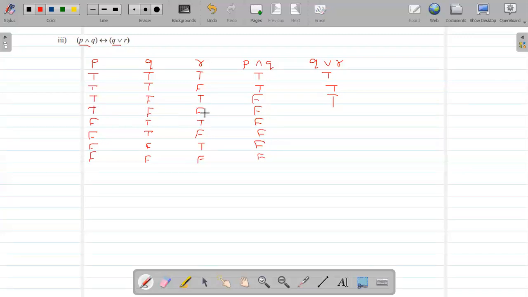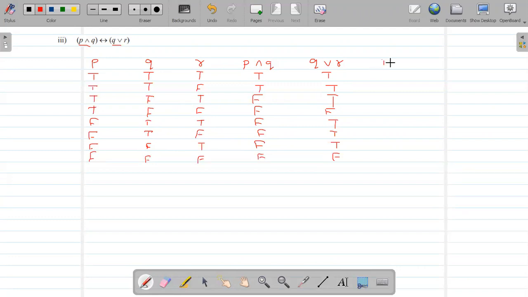False, false? False. Yes, very good. Okay, now true, true? True. True, false? True. False, true? True. False, false? False. Okay, now the final step.